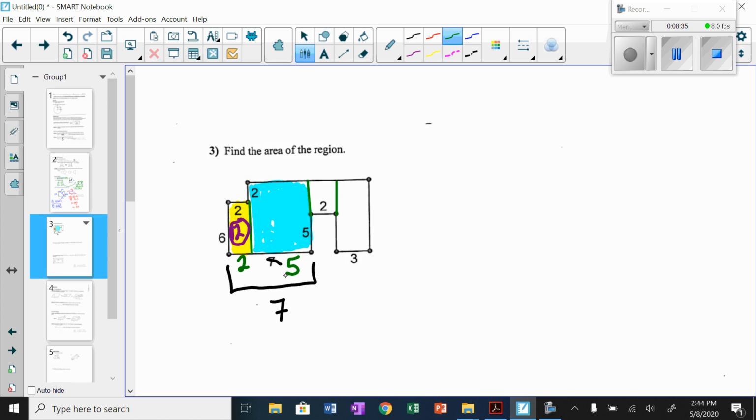The height is not 2. And let's go back to the yellow rectangle. In a rectangle, opposite sides are congruent. So this is 6, which means this whole height is 8. What does that tell us? It tells us the area is going to be 8 times 5, which is 40.